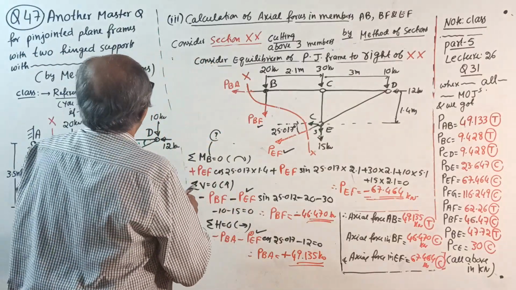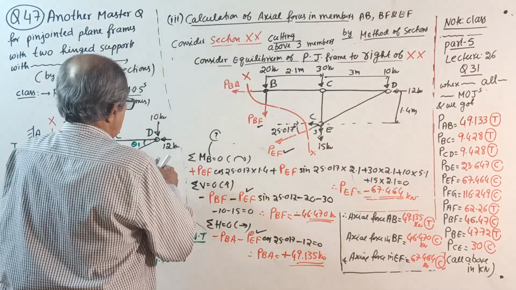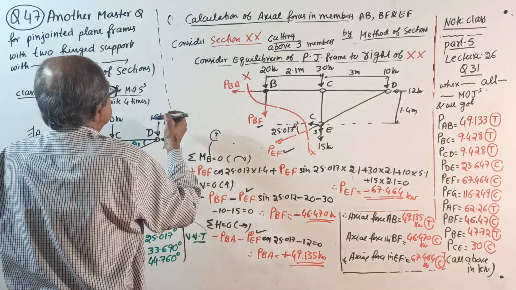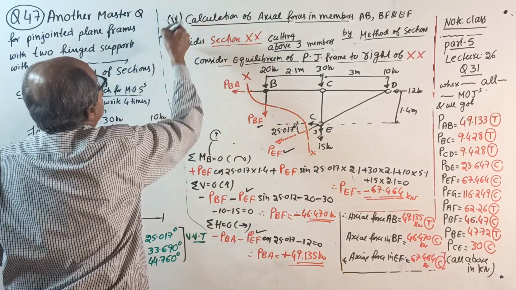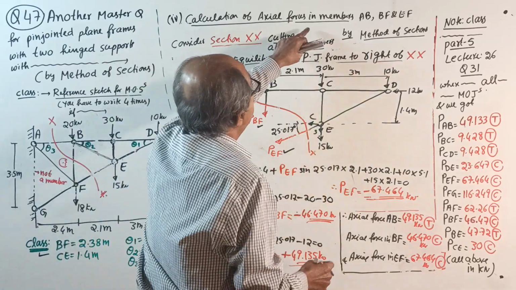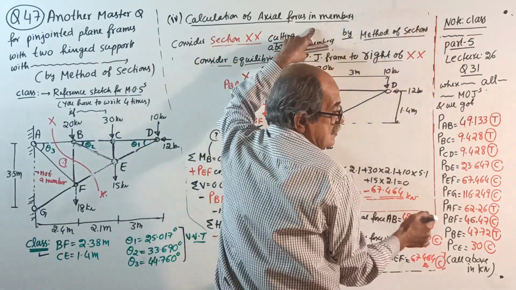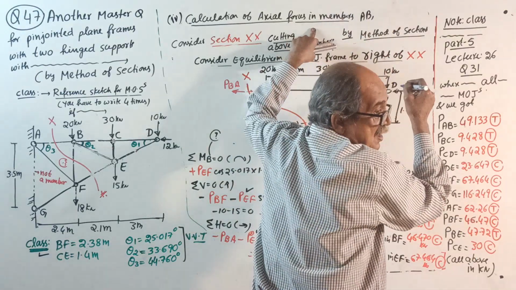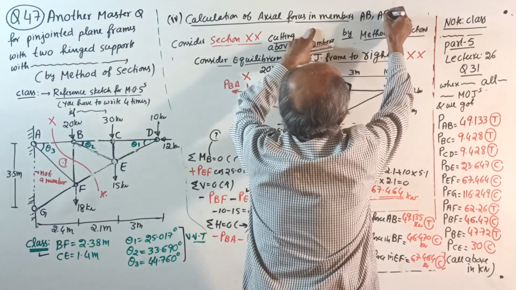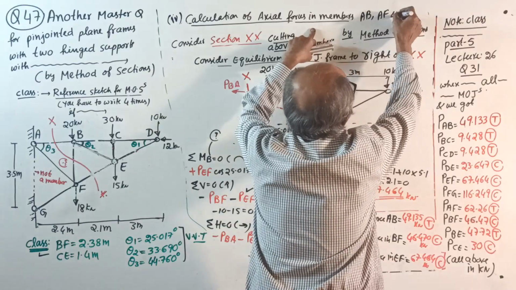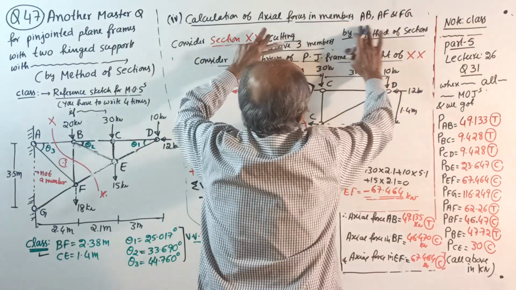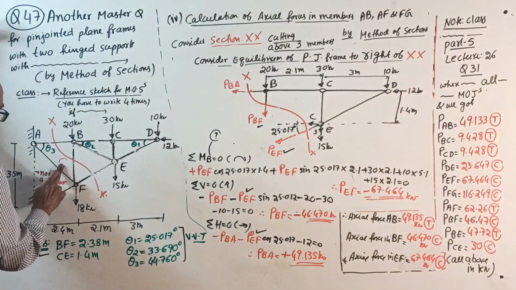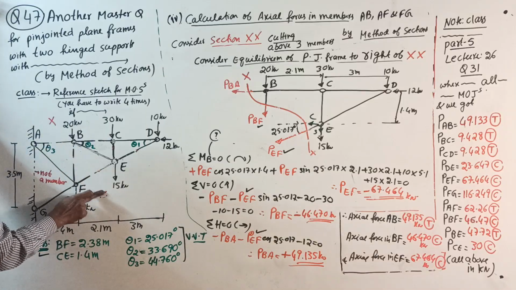And now the last one, the fourth one. Calculation of axial forces in the members AB, AF and FG by method of sections. All the same statement. See, come here. Write this sketch once again.